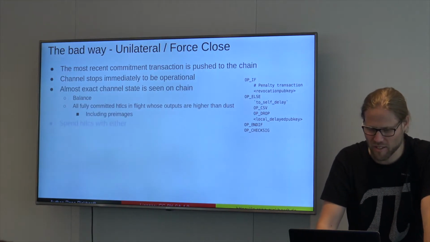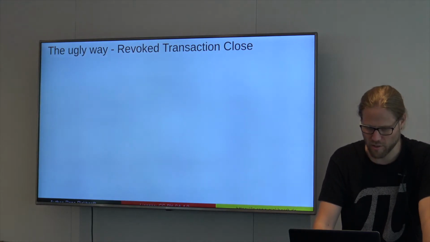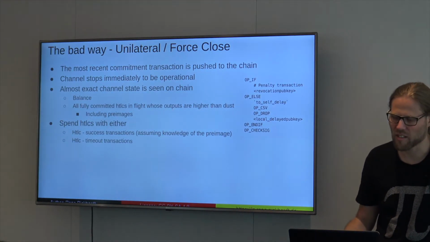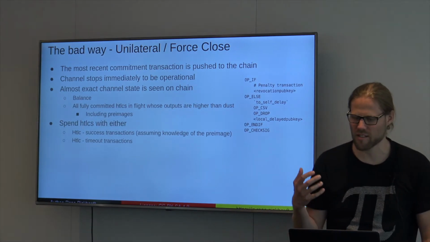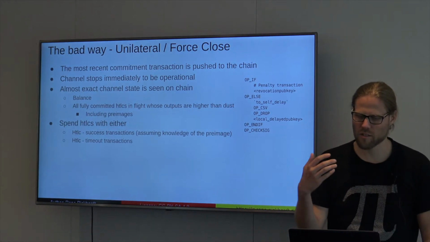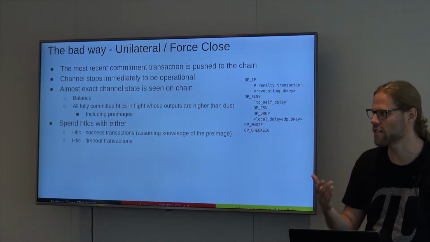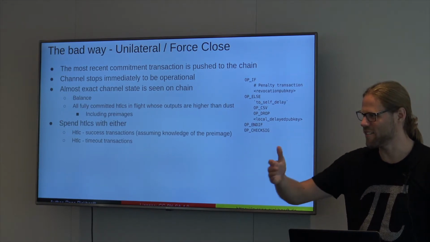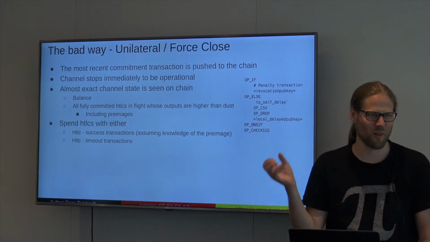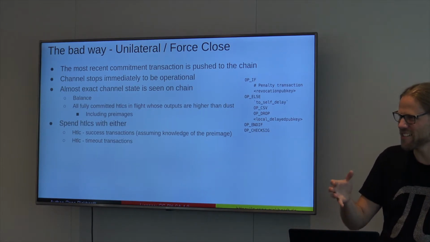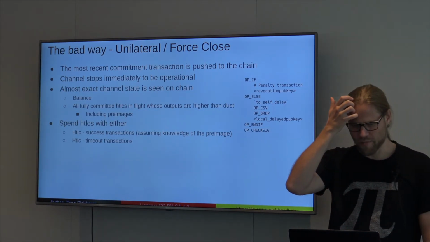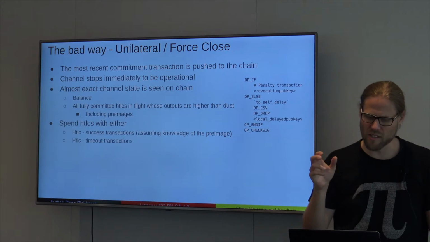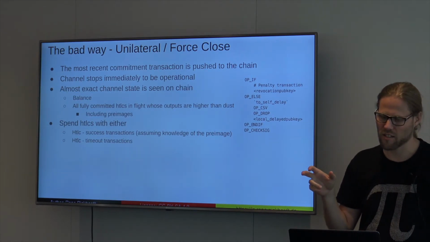I think I speed this up a little bit because I think it's quite clear what's happening. So the most recent commitment transaction is pushed to the chain. The channel stops immediately to be operational, right? I mean, why send any other channel operational messages back and forth? This thing is on chain now, or at least it's in the mempool. And almost the exact channel state is seen on chain, right?